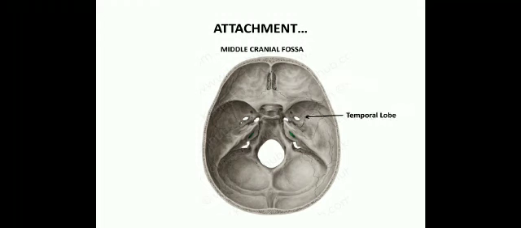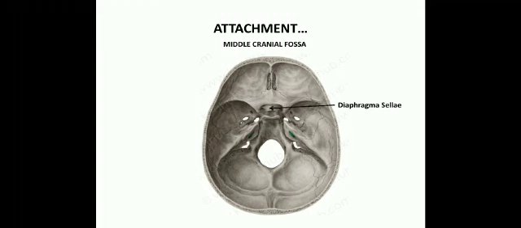The temporal lobe is occupied in the middle cranial fossa. The diaphragma sellae is attached to the tuberculum sellae. The hypophysis cerebri is lodged in the hypophyseal fossa. The diaphragma sellae is also attached to the dorsum sellae. The cavernous sinus lies on each side of the body of the sphenoid.